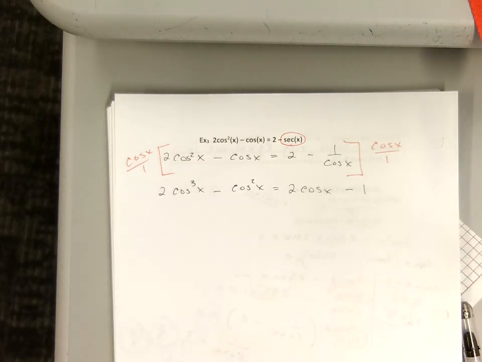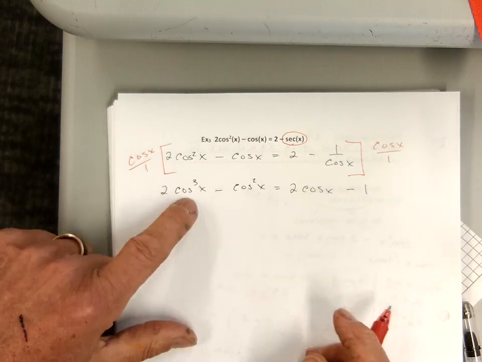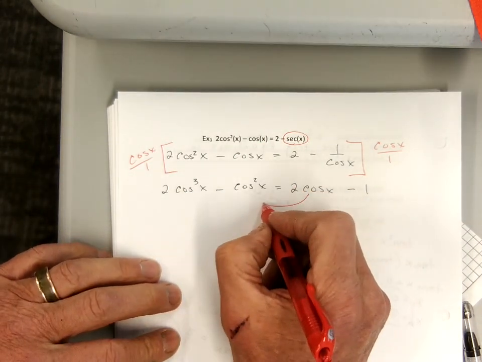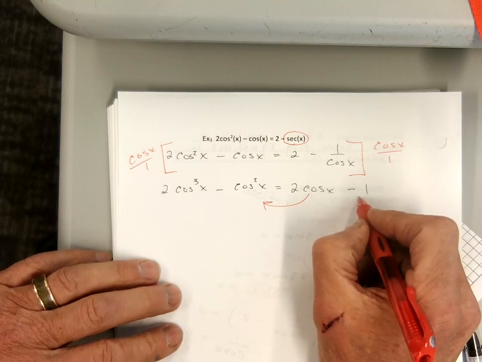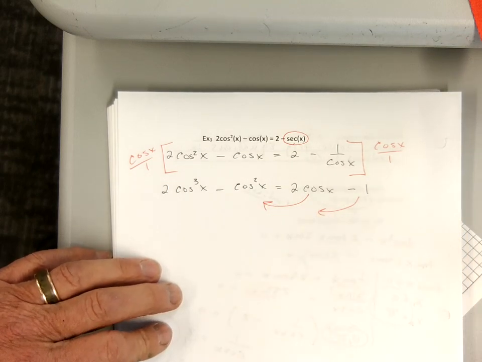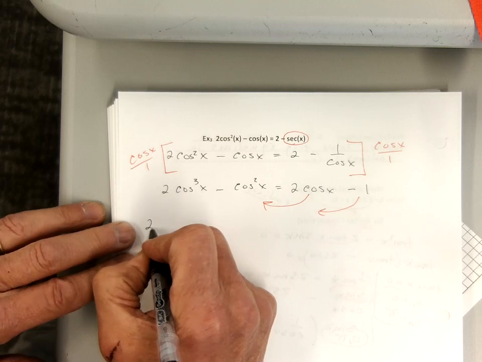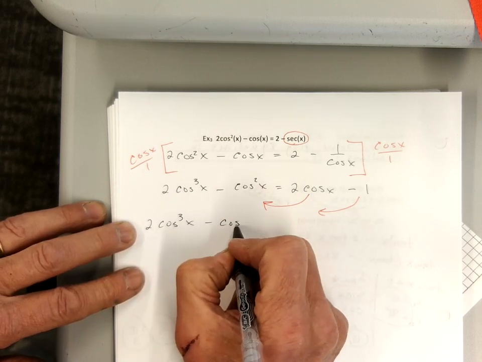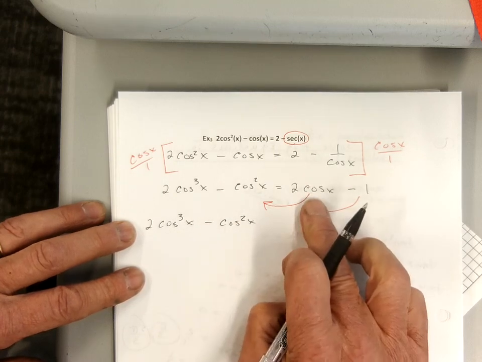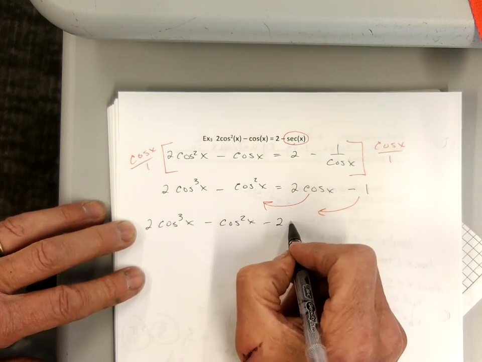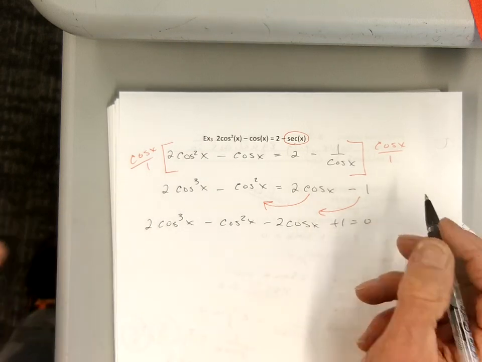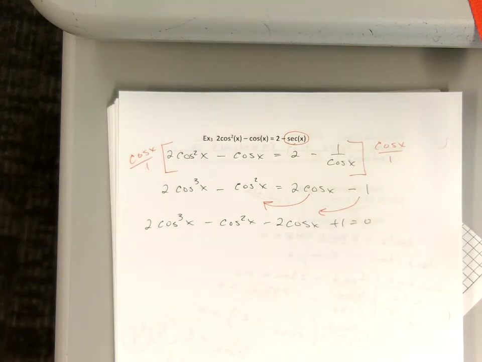All right, now let me bring everything over and I'm going to factor. Okay, so cosine cubed, cosine squared, cosine, 1. I'm going to bring the 2 cosine of x over, and I'll bring the 1 over. So I'll rewrite this as 2 cosine cubed of x minus cosine squared of x, minus 2 cosine of x. Bring over the 1, make it a positive 1, equals 0. Okay? Now, I can factor this.